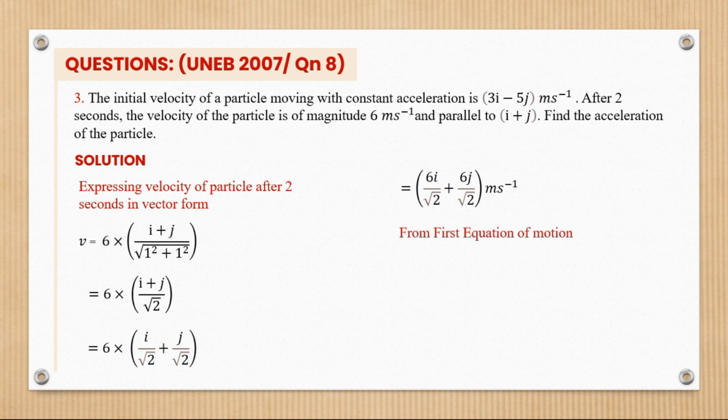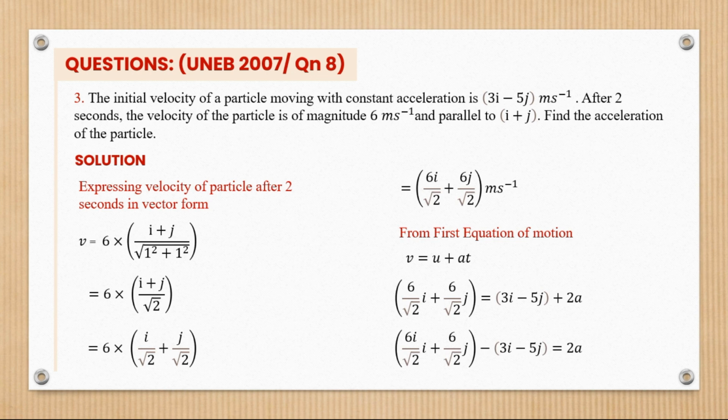So now I can see that since u is known and v is known, and what I need is to find the acceleration, I can use the first equation of motion. We know that v is equal to u plus at. So I'm going to plug in the value of v, and time is known, so time is 2, so I have 2a. So now this is what I have. I'm going to collect like terms, so I'm actually going to take the vectors to the other side.